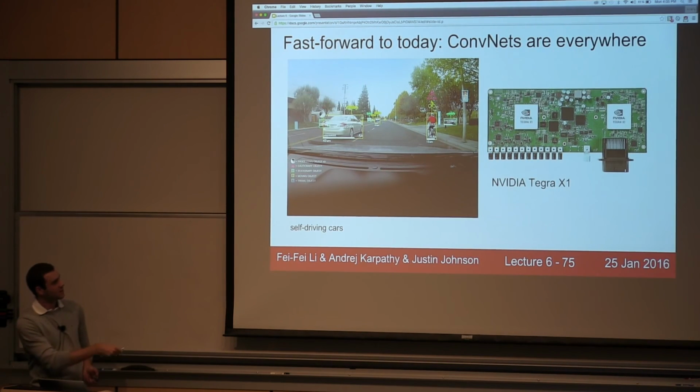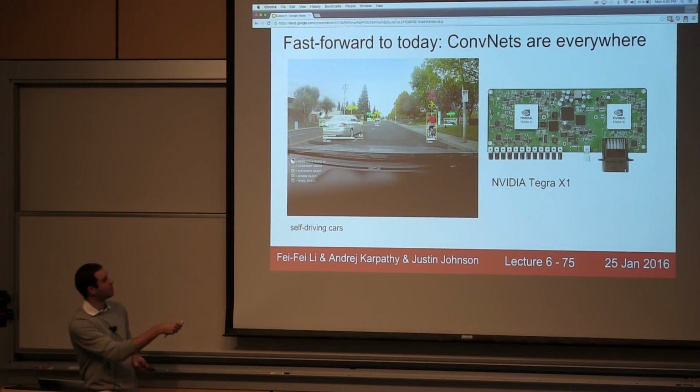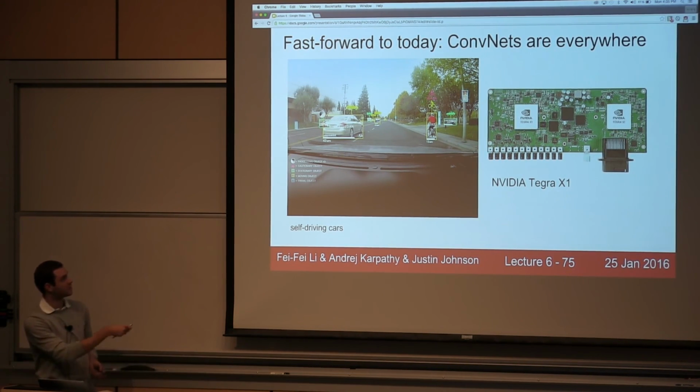So they're used in cars. For example, here's an NVIDIA Tegra, which is a small embedded GPU. We can run ConvNets on these. And for example, this might be useful in a self-driving car, where you can do perception of things around you.